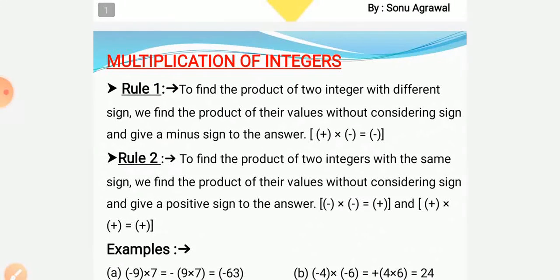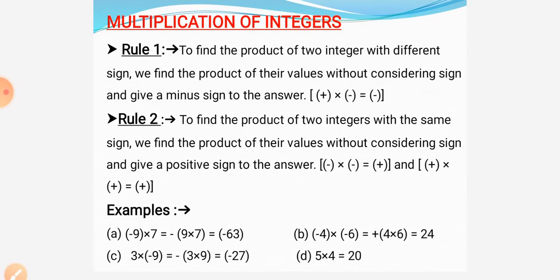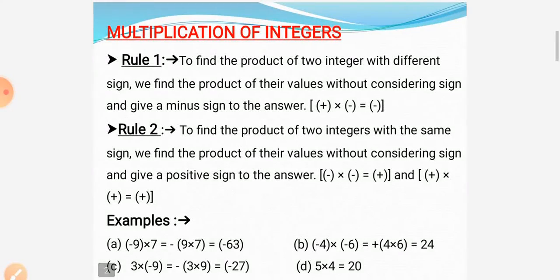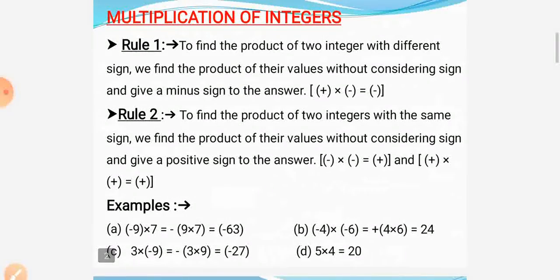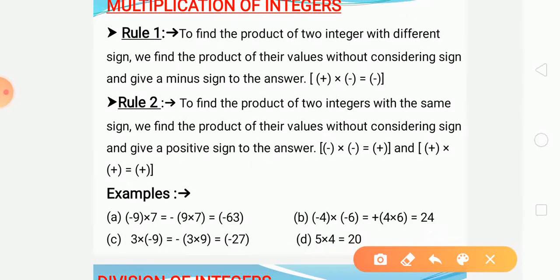There are two rules. First rule says to find the product of two integers with different sign, we find the product of their values without considering the sign and give a minus sign to the answer. That is, a number with plus sign multiplied by a number with negative sign will give an answer in negative sign.